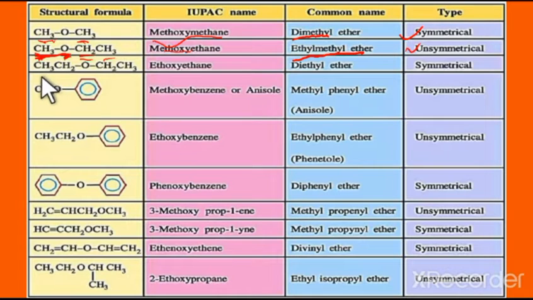Next one, CH3CH2OCH2CH3. It is known as ethoxyethane is the IUPAC name, and the common name is diethyl ether. It also comes under the symmetrical ether.